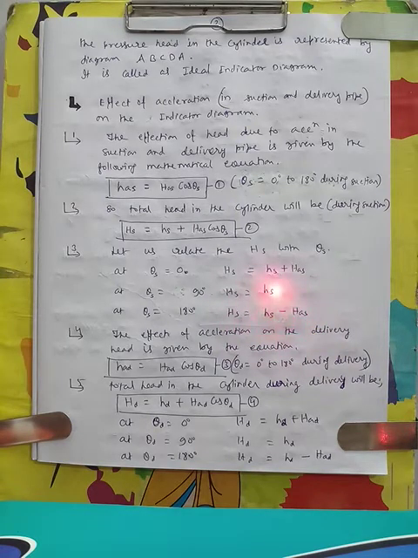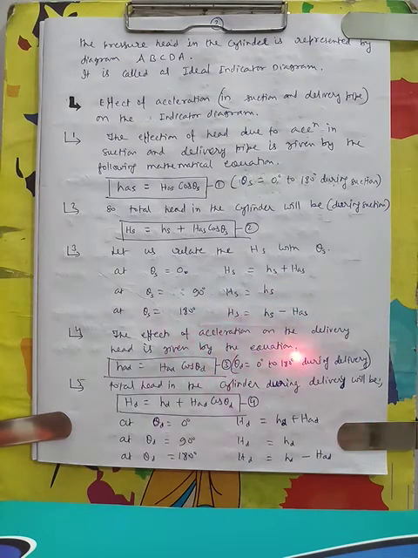But in the ideal indicator diagram, we don't take this quantity. So at 0 degree the head is HS, at 90 degree the head is HS, and at 180 degree the head is HS. The head is constant. But here, at 0 degree the head is HS plus HAS, at 90 degree HS, and at 180 degree HS minus HAS.